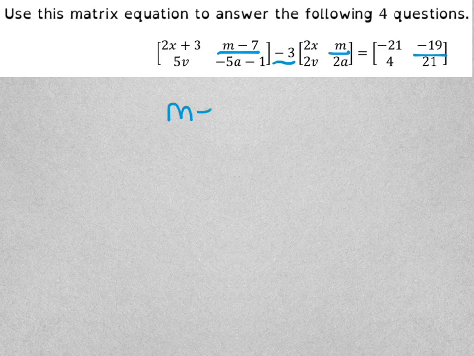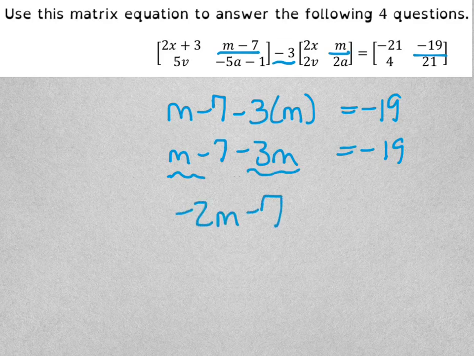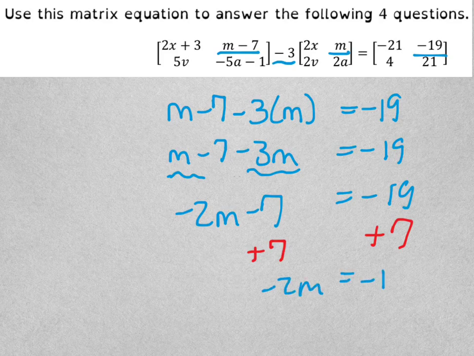And so m minus 7 minus 3 times m equals a negative 19. So 3 times m is the same thing as 3m. Combine like terms. Negative 2m minus 7 is equal to negative 19. And add 7 to both sides. We have a negative 2m is equal to a negative 12. Divide both sides by negative 2. And we have m is equal to a positive 6.